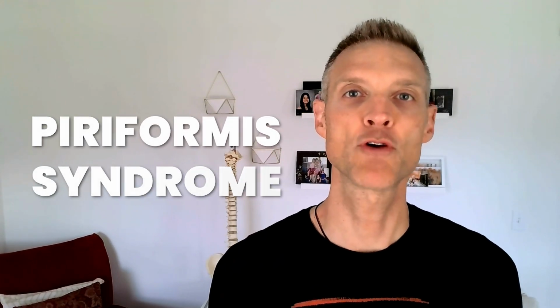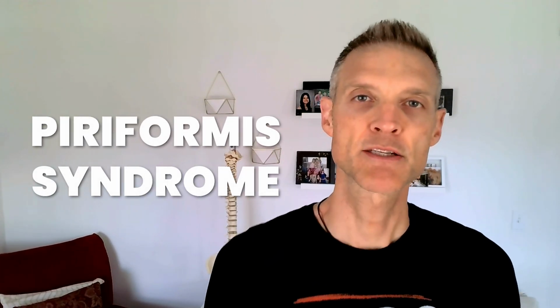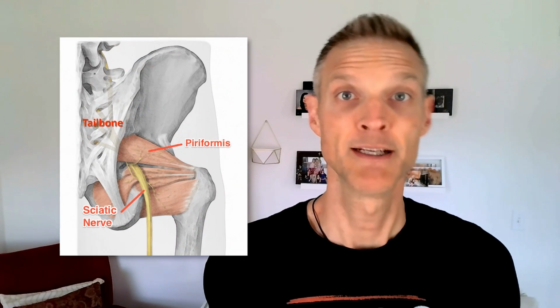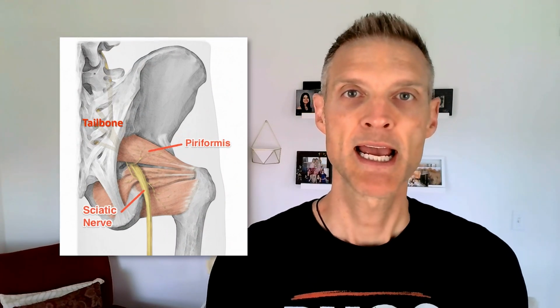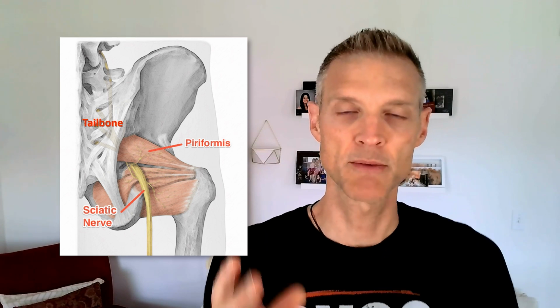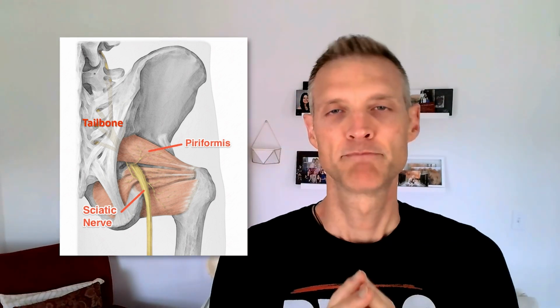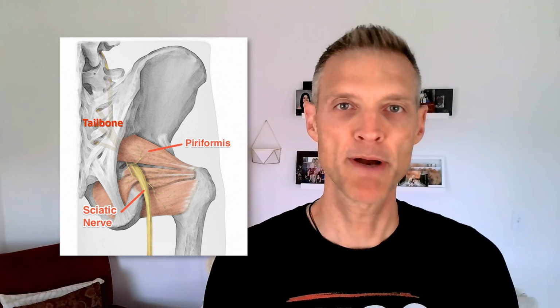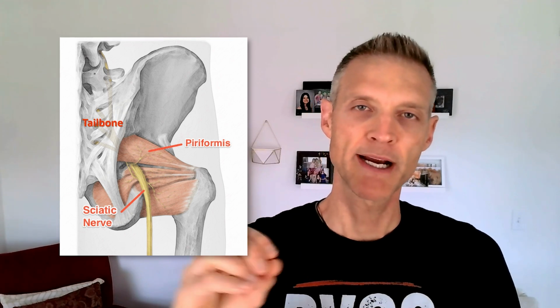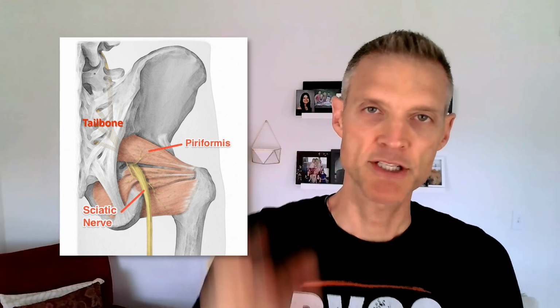Another thing that can cause it is something called piriformis syndrome. And I'll get into this more in a different video, but the piriformis muscle is in the buttocks on each side, and it goes from the sacrum, which is the bottom triangular part of the spine, it's part of the pelvis, and it goes from there to your hip. So the sciatic nerve passes underneath that.